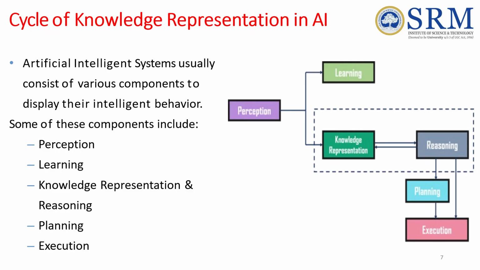And finally, execution. It performs the planned action in the real world. If you take the example of a self-driving car, it turns the steering wheel, gives acceleration and applies the brakes. The actual action is done through execution. So this is about the process.